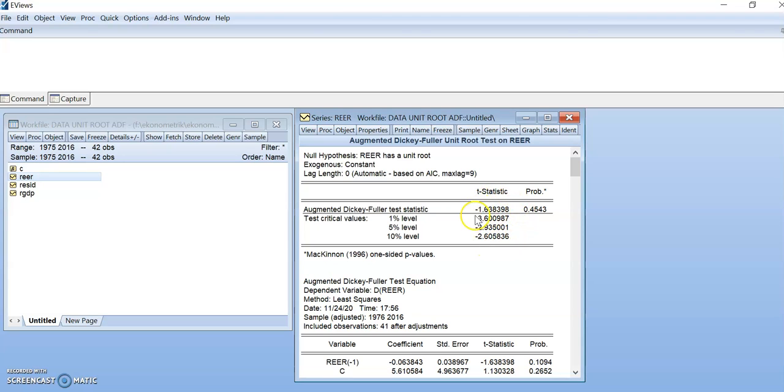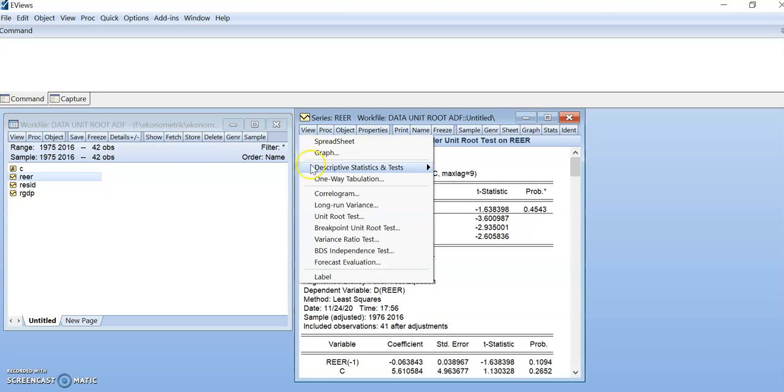Just ignore the negative value. So 3.60, 2.93 and 2.60 are larger than 1.63. So we can say that the real effective exchange rate is not stationary at level form.